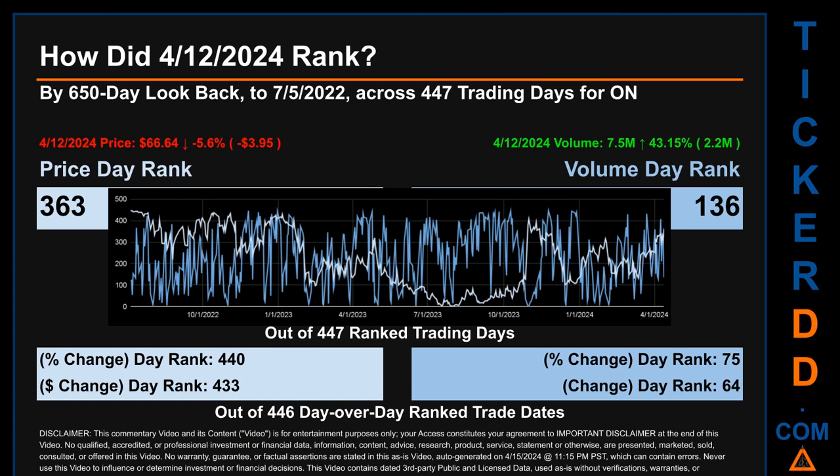The price's day-over-day percentage change, dropping -5.6% on the 12th of April 2024, had a day rank of 440 while its dollar difference of -$3.95 had a rank of 433 when compared day over day across 446 trading days. Volume's percentage change and difference were ranked respectively at 75 and 64.